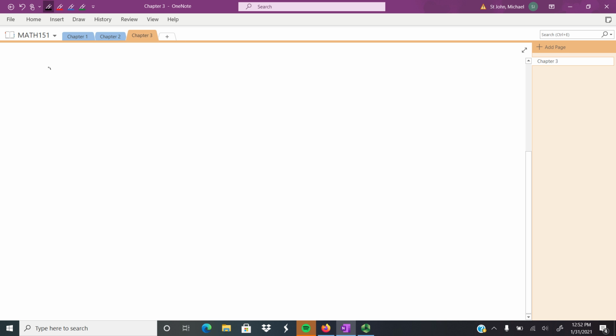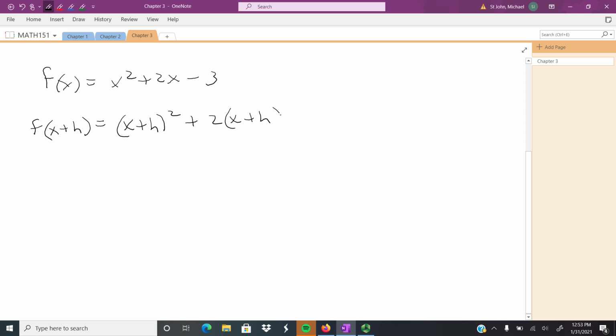So let's say I have f of x equals x squared plus 2x minus 3. Then f of x plus h is going to be (x plus h) squared plus 2 times (x plus h) minus 3. And so this is going to be x squared plus 2hx plus h squared plus 2x plus 2h minus 3. Right. So now let's take what we have and plug it into our definition here.